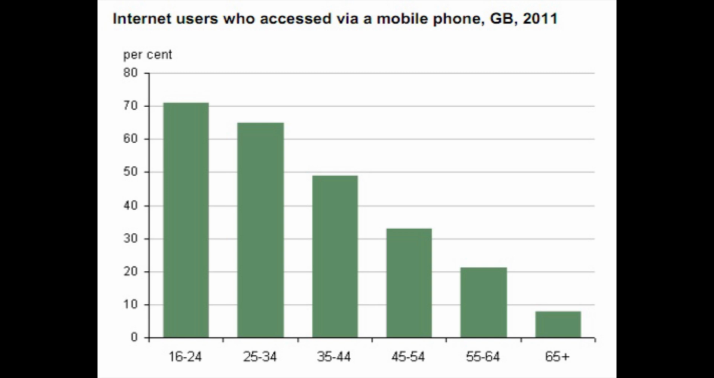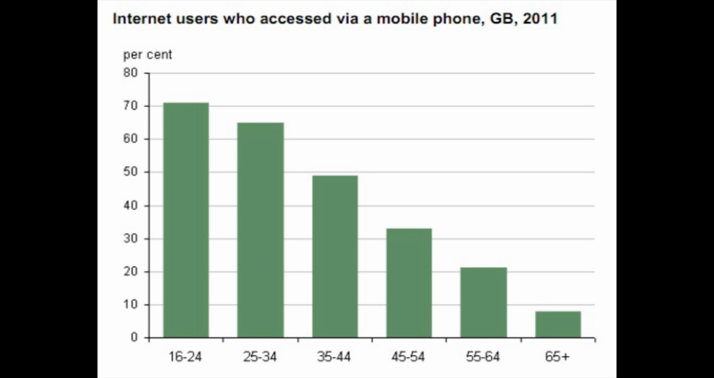The following graph gives information about Internet users who accessed via mobile phone. The items include 16 to 24, 55 to 64, and 65 plus. You can see from this graph that, in 45 to 54, the value is around 32%. You can see from this graph that, in 35 to 44, the value is around 50, which is higher.